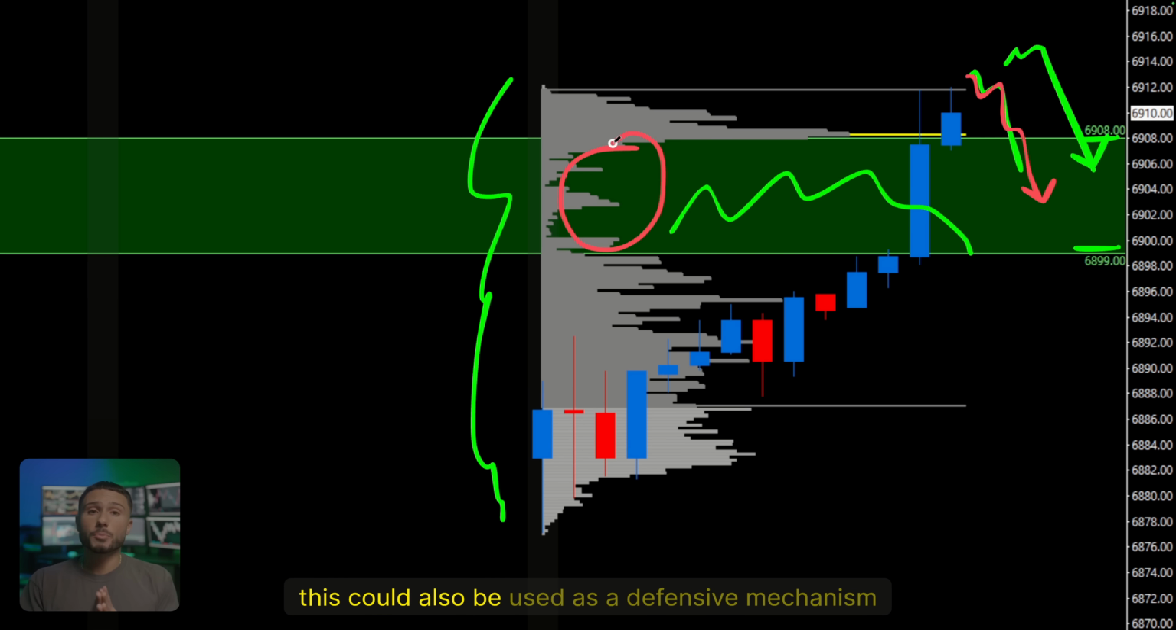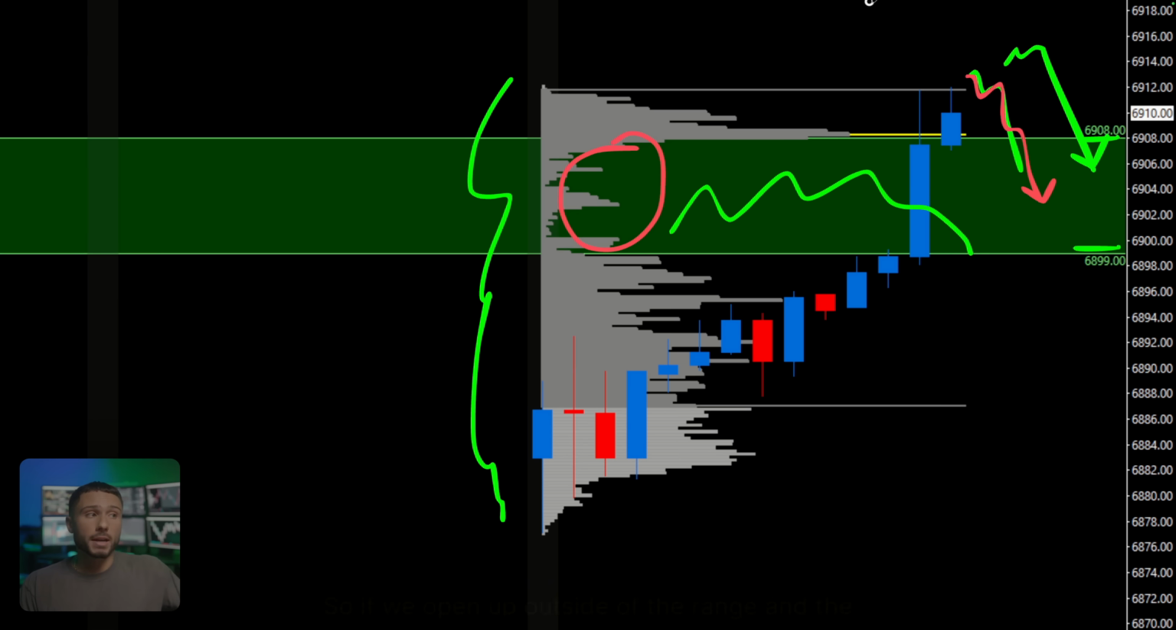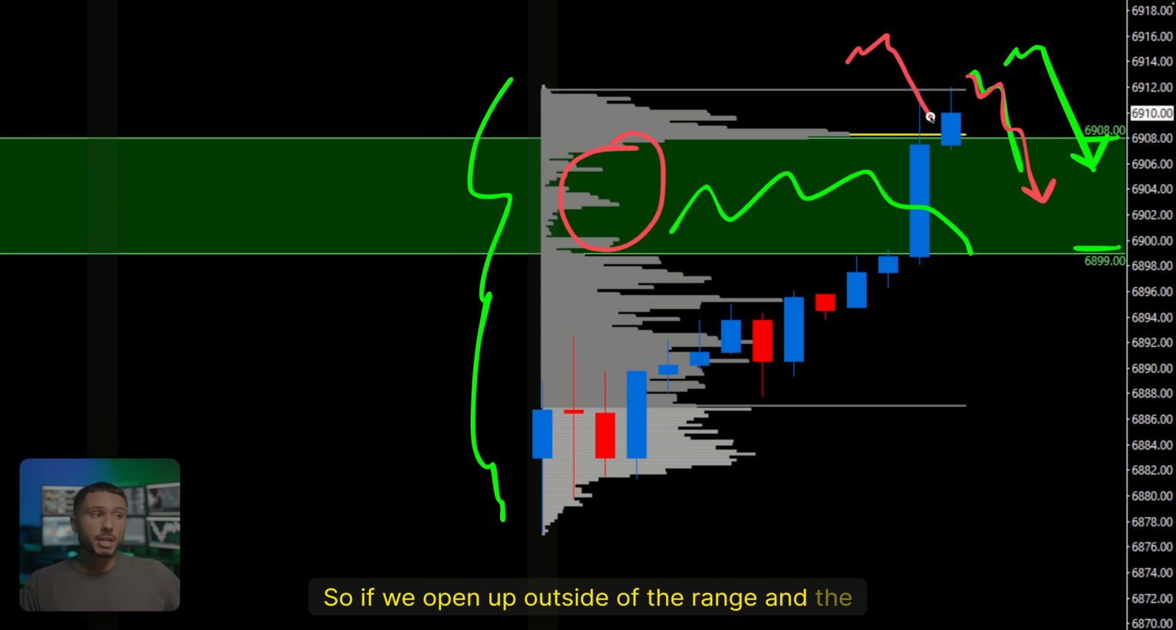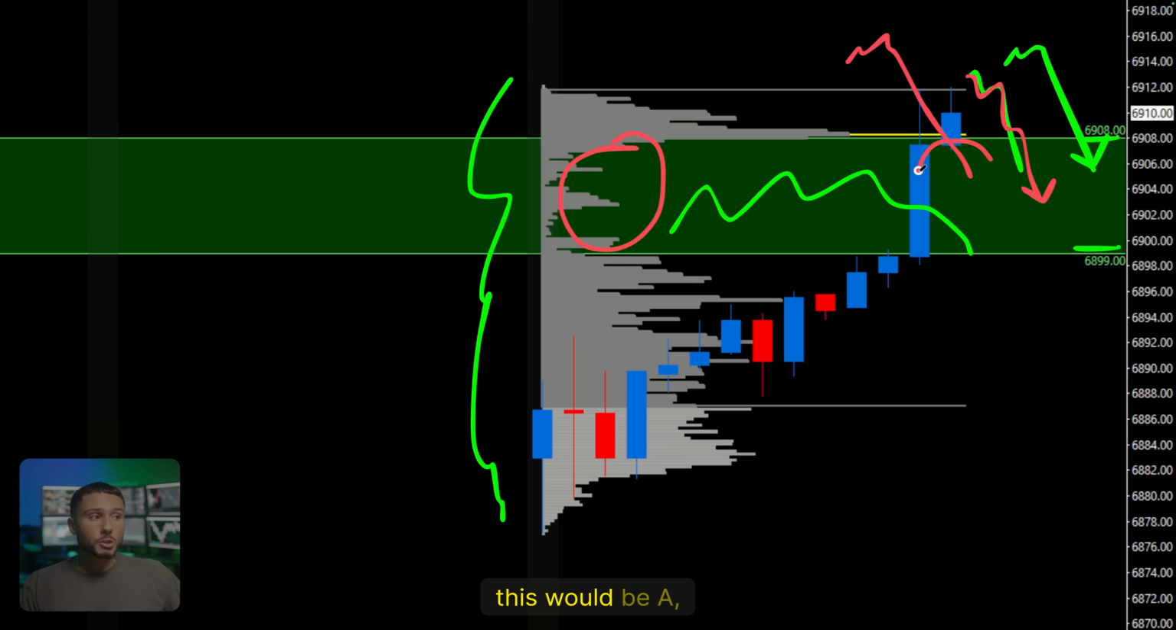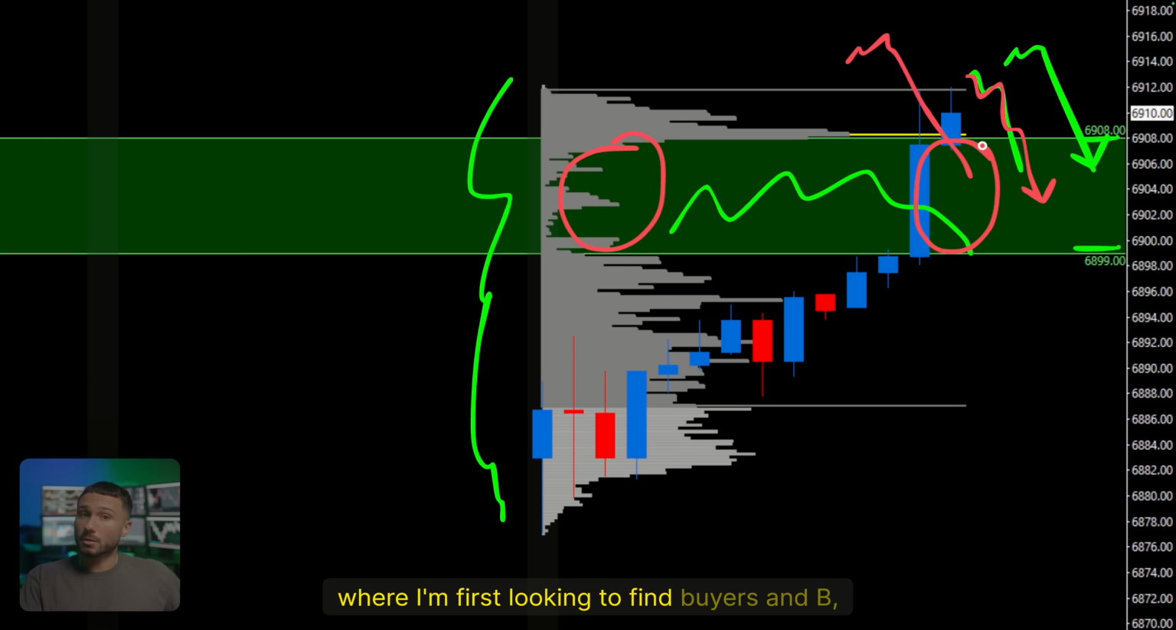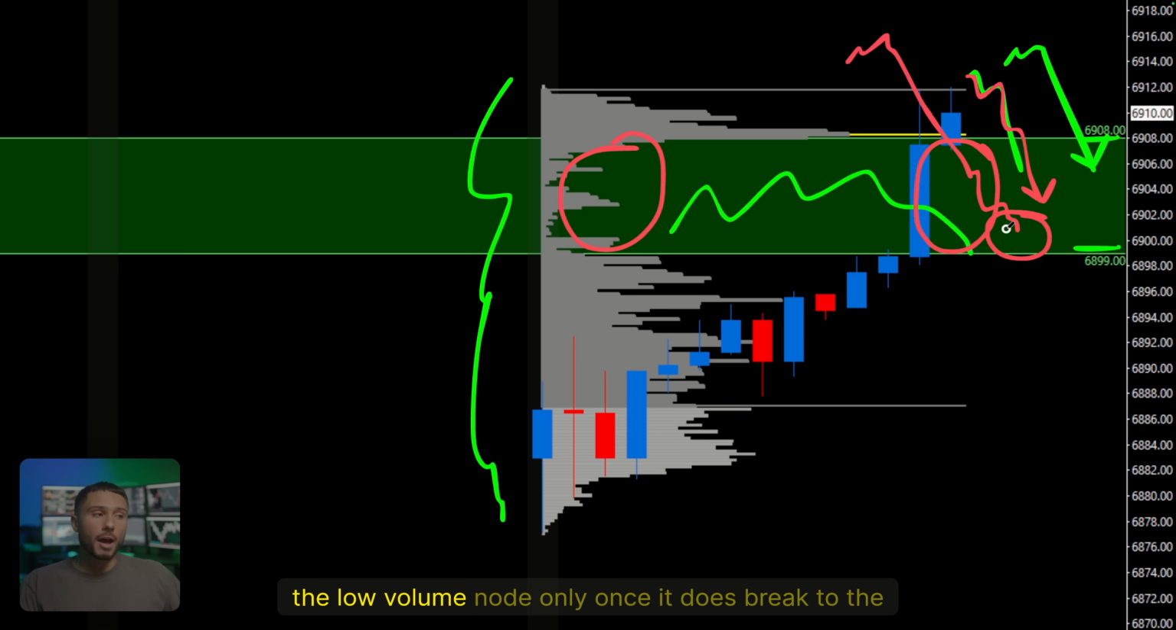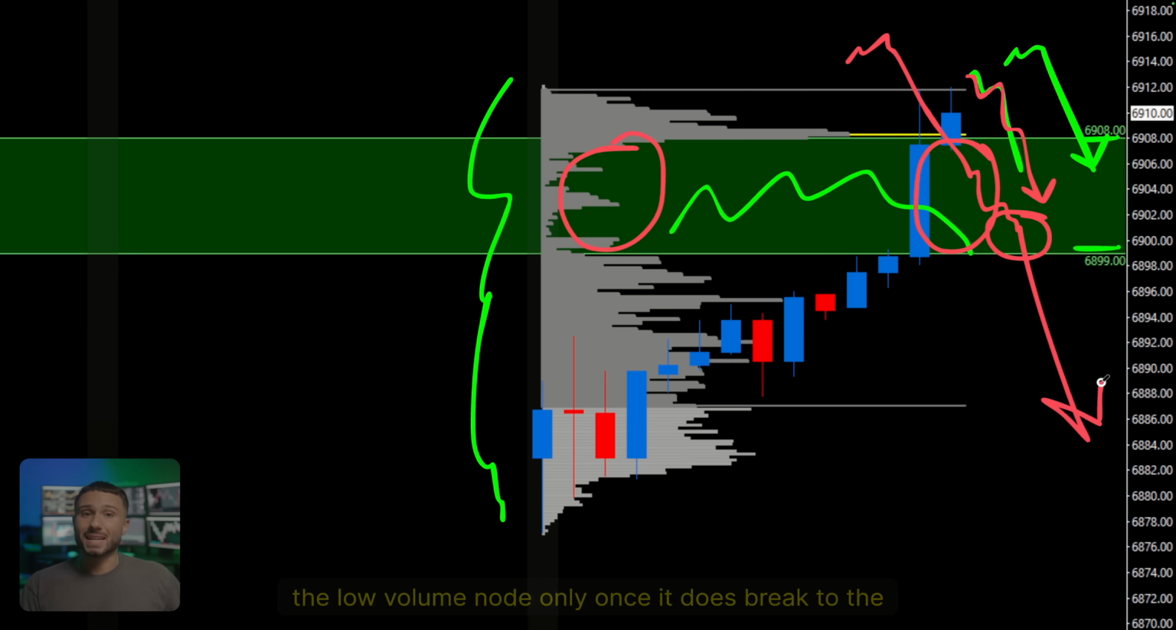Again, this could also be used as a defensive mechanism to make sure we are trading on the right side of the market. So if we open up outside of the range and the market does sell off into this, this would be A, where I'm first looking to find buyers, and B, if the market is downtrending here, there's no way I can look to play long still above the low volume node, only once it does break to the downside.